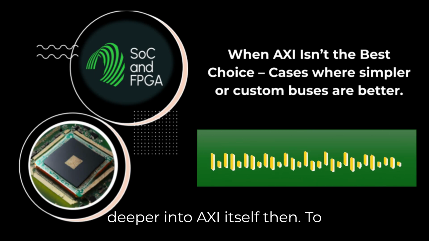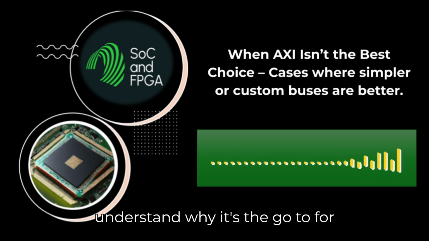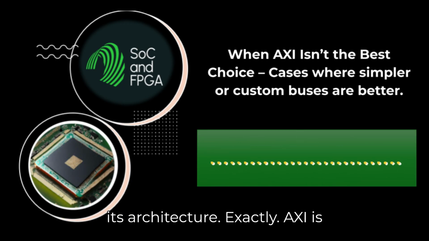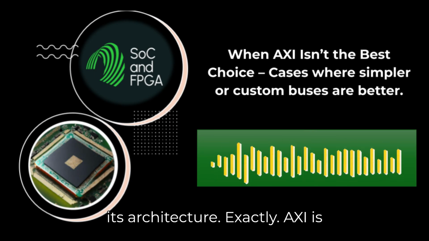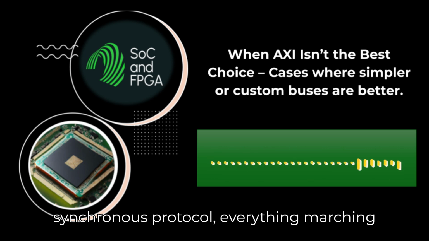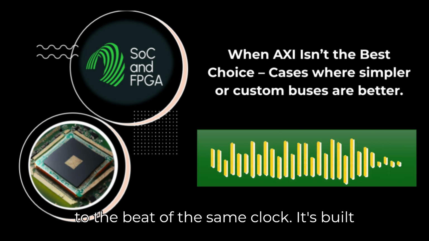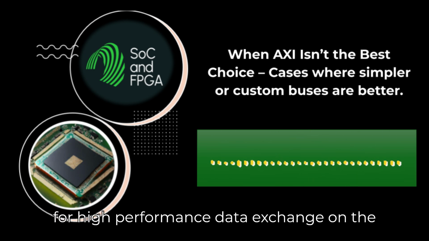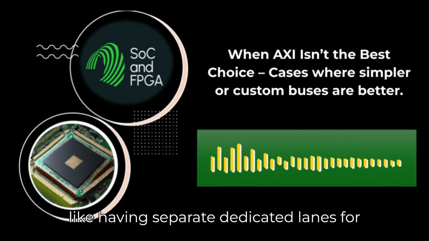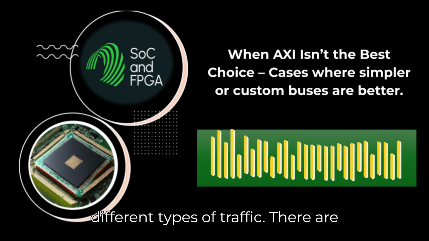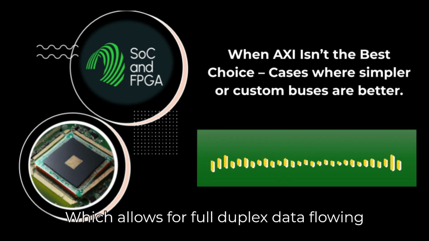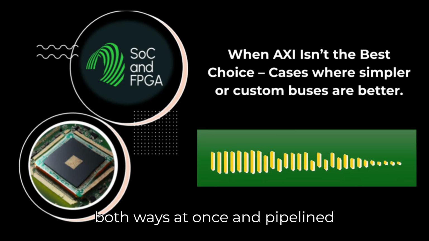Okay, let's dive deeper into AXI itself then. To understand why it's the go-to for demanding stuff, we need to understand its architecture. Exactly. AXI is, at its core, a robust, fully synchronous protocol, everything marching to the beat of the same clock. It's built for high-performance data exchange on the chip. It's channel-based. Think of it like having separate dedicated lanes for different types of traffic. There are 5 independent unidirectional channels, which allows for full duplex data flowing both ways at once and pipelined operations.